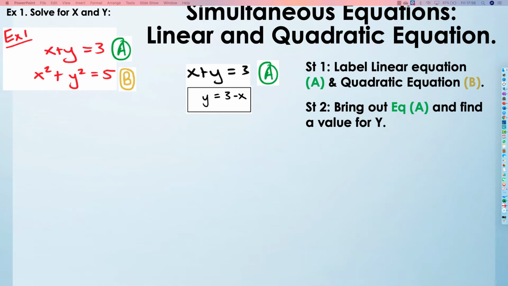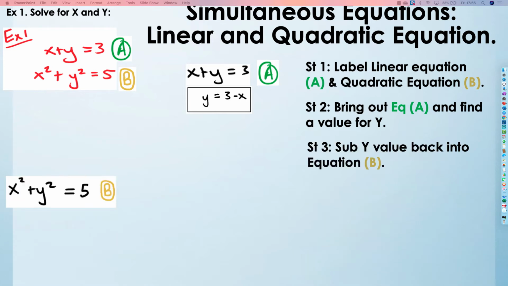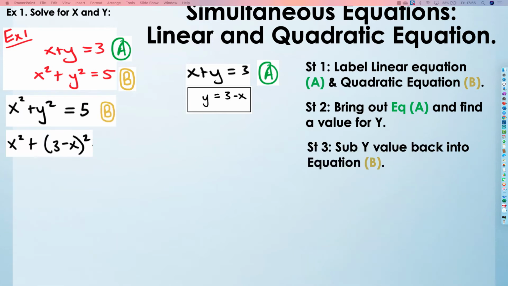y is equal to 3 minus x. I've got my linear, I've got a value for y. I'm now going to sub this back into the quadratic. The reason is I want to get rid of two variables, I only want one. So instead of x squared plus y squared equal to 5, I now have x squared plus (3 minus x) squared equal to 5. That's going to leave me with just x's in my answer. Does that make sense? I'm then going to get two values for x, sub them back in and get my two values for y. So the only bit that really is different is that you have to get a value for x or y.